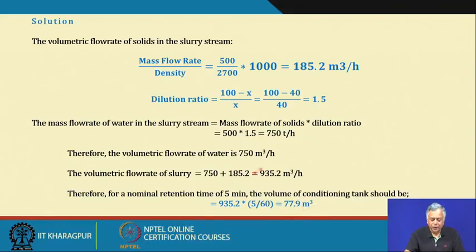So, the volume of the tank should be 77.9 m³. This is a classic example of how you can use the concept of dilution ratio, and how you can convert between volumetric fraction and mass fraction, and that is how you can get to know the requirement for your different equipment, your tank and all this, even the conditioning tank. So, this is how you can use the mass balance equations for getting different meaningful data from your plant.